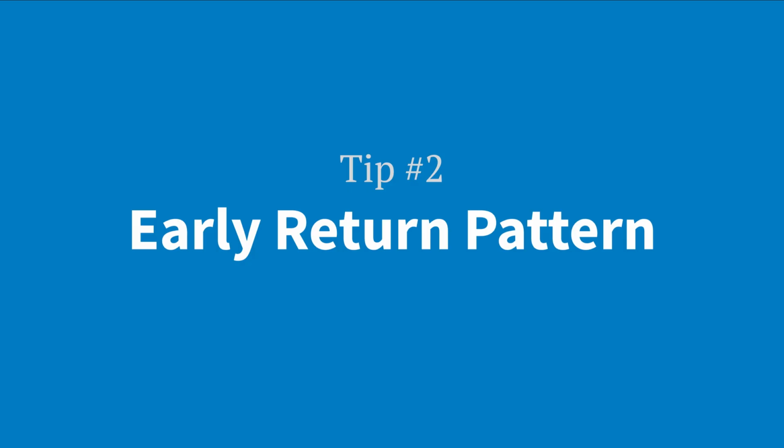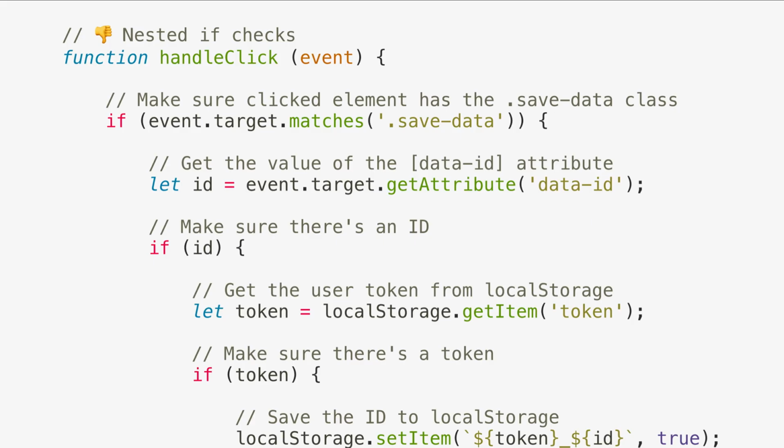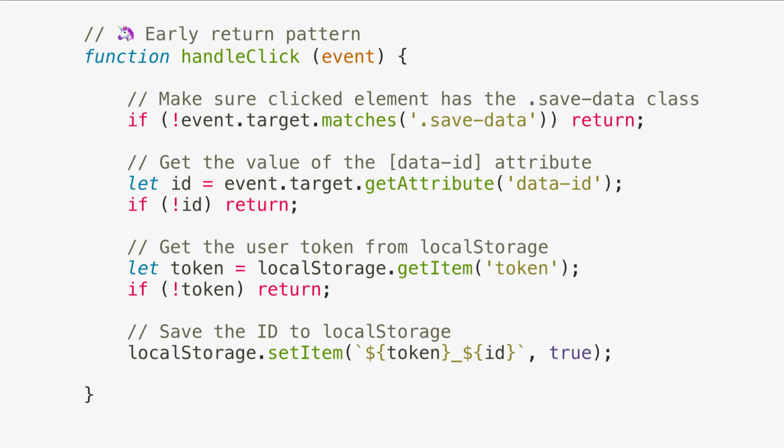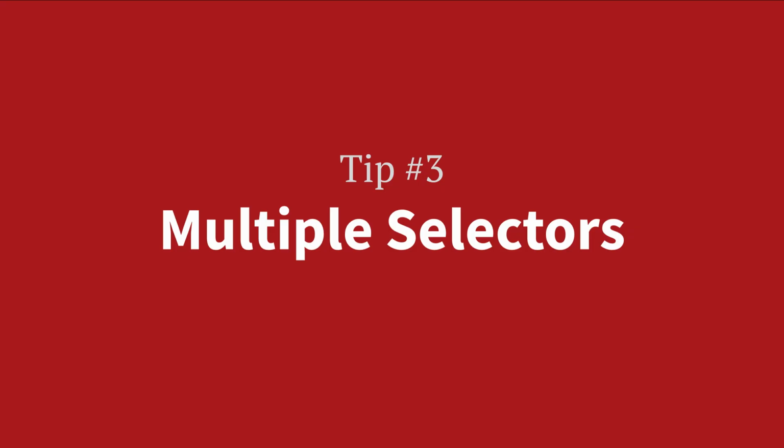Tip number two, the early return pattern. Lots of nested if statements can quickly become unruly and hard to read. As an alternative, you can check for the opposite of the desired state by prefacing your test with the bang or exclamation point operator. Then you run the return operator when that check returns true. For bigger functions, this results in code with far fewer indents and an easier to read structure.